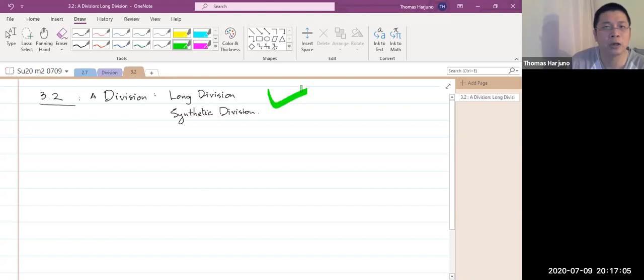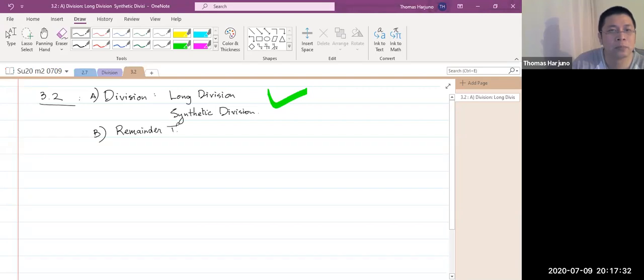Okay, this is done earlier. Now part B, the second part of 3.2, I purposely separated from the division because it's so important. It requires its own separate attention. The second is the remainder theorem. The third part is the factor theorem.